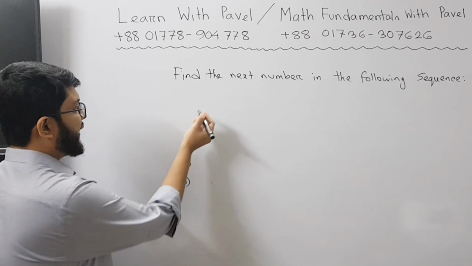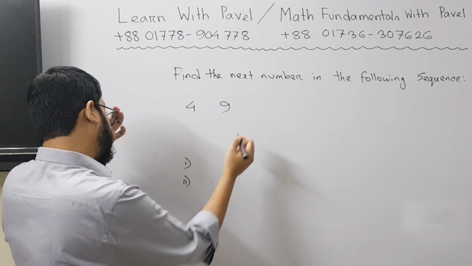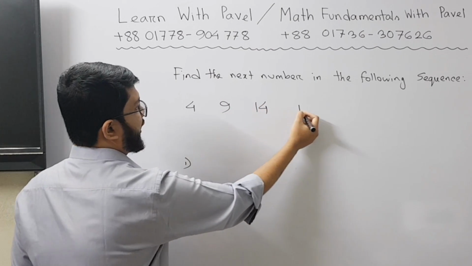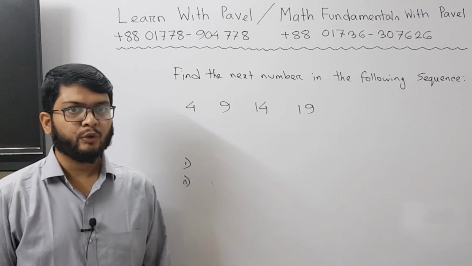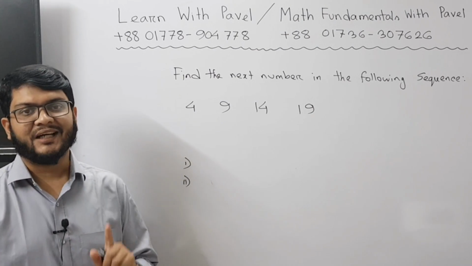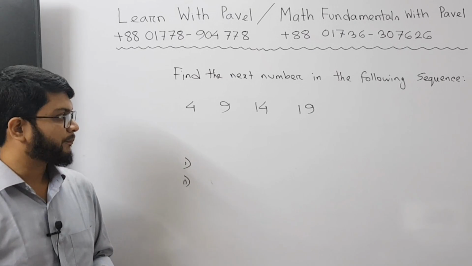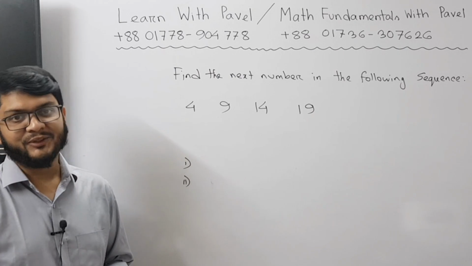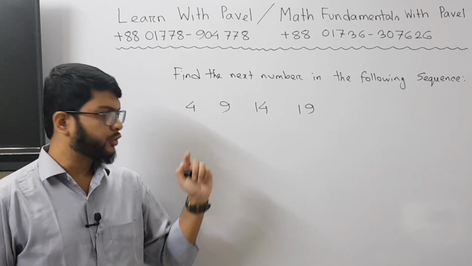Suppose the first number is 4 and then 9, then 14, then 19. What you can do is, at first, pause this video and try to solve it yourself. Afterwards you match it with mine. I hope that you paused the video and tried yourself, and if you understood the previous problem, you should be able to solve it.